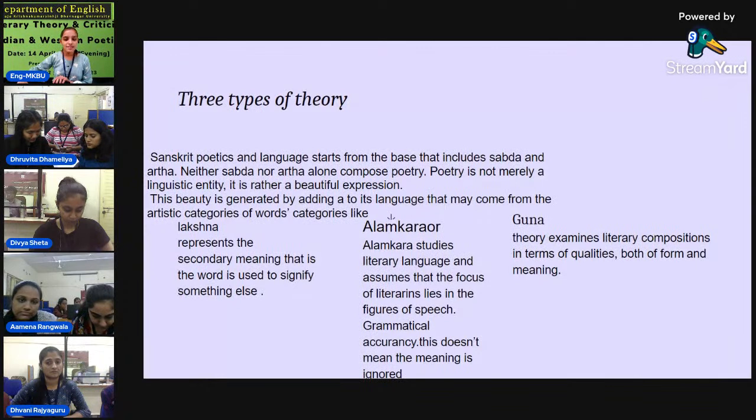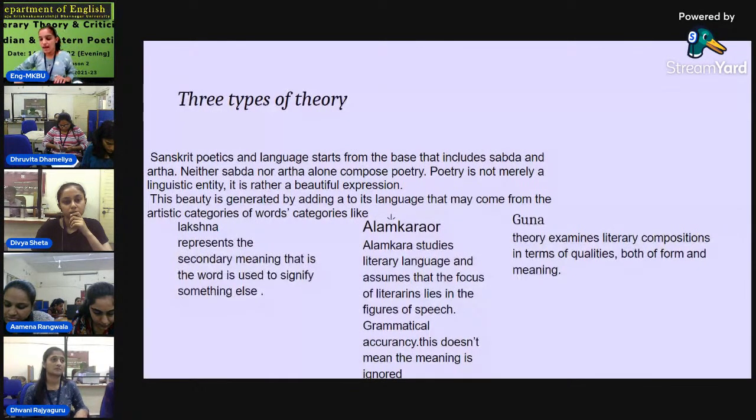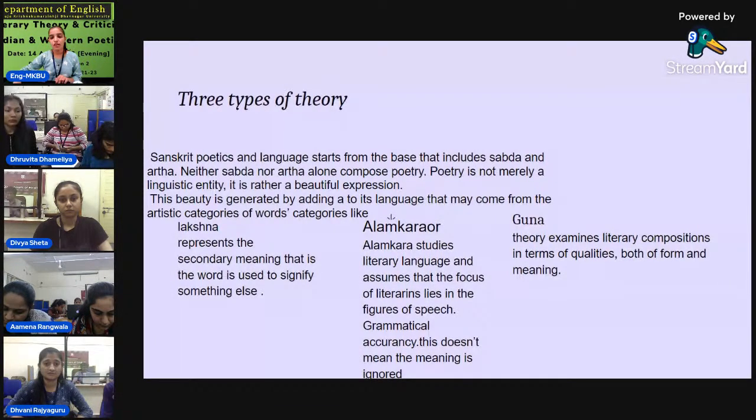This beauty is generated by adding something to its language that may come from artistic categories of words, categories like Lakshana. Lakshana represents the secondary meaning of that word. The word is used to signify something else. Alamkar. Alamkar studies literary language and assumes that the focus of literarians lies in the figure of speech, grammatical accuracy. This doesn't mean the meaning is ignored. Guna. Guna theory examines literary composition in terms of quality, both of form and meaning.